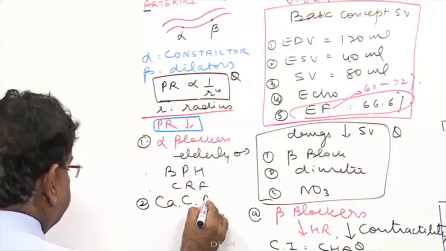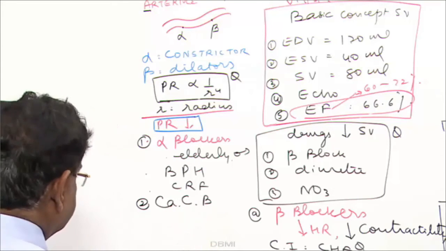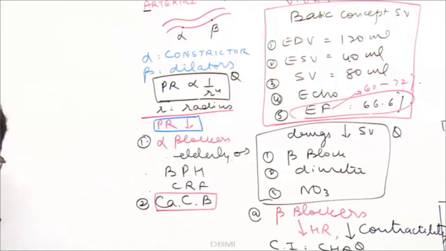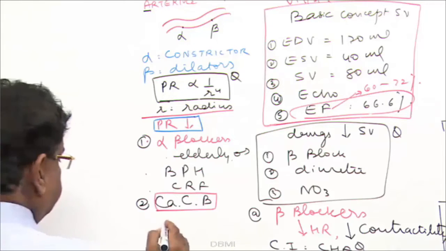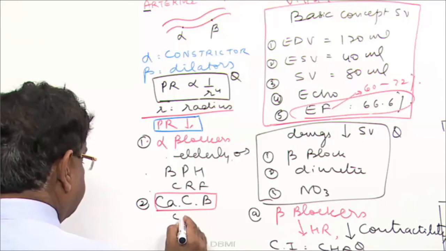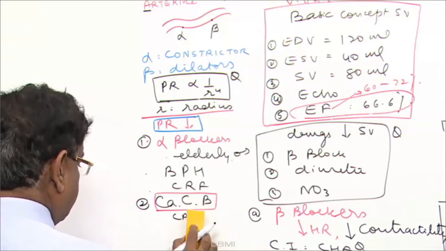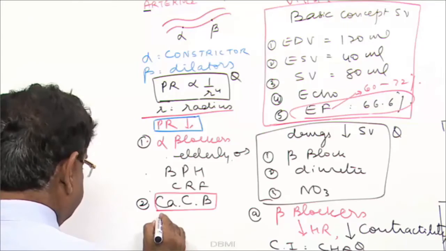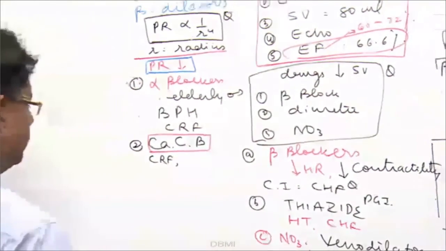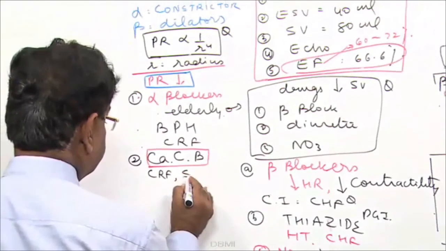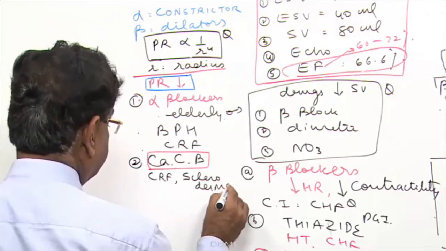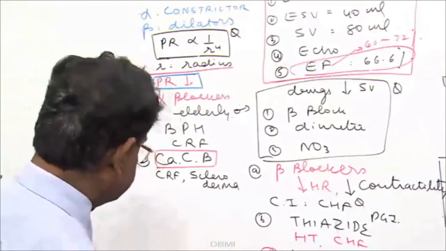channel blockers. Calcium channel blockers are ideally suitable, and again we can use them in chronic renal failure. We can use them in scleroderma, where Raynaud's phenomenon is there.